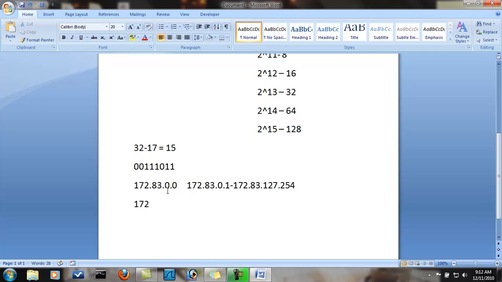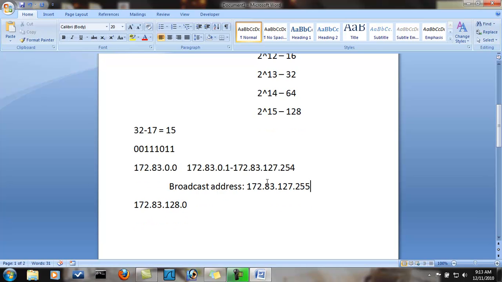So the next one is going to be 172.83. Since we're working in the 3rd octet, we're going to go up by 128. So if it's 0, the next one is going to be 128.0. So if it's 128, then for this one it's going to be just minus 1 bit. It's going to be 127. And for this one, the broadcast address is gonna be 172.83.127.255. Yeah, that's pretty much it.